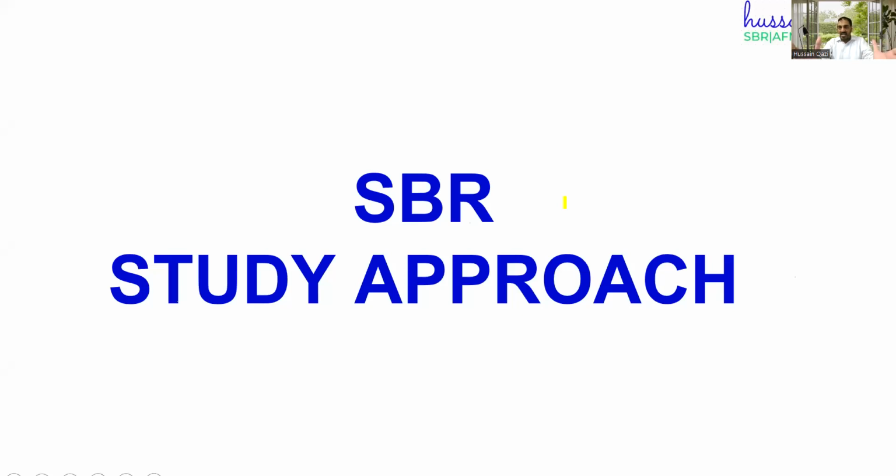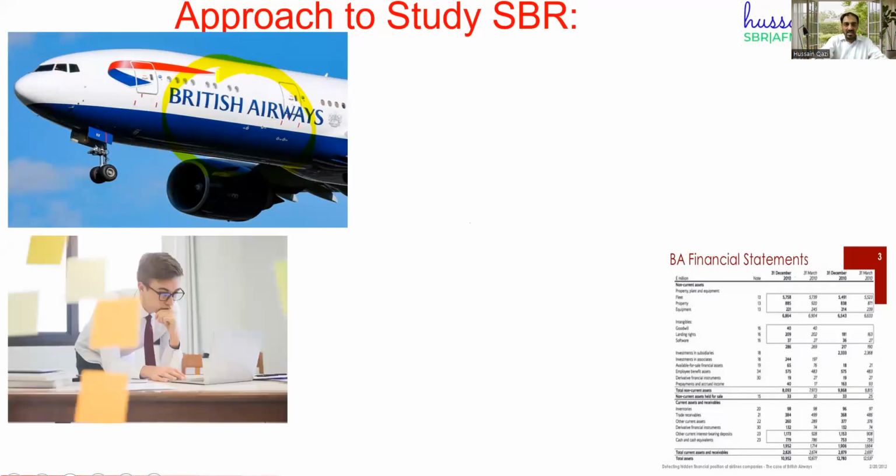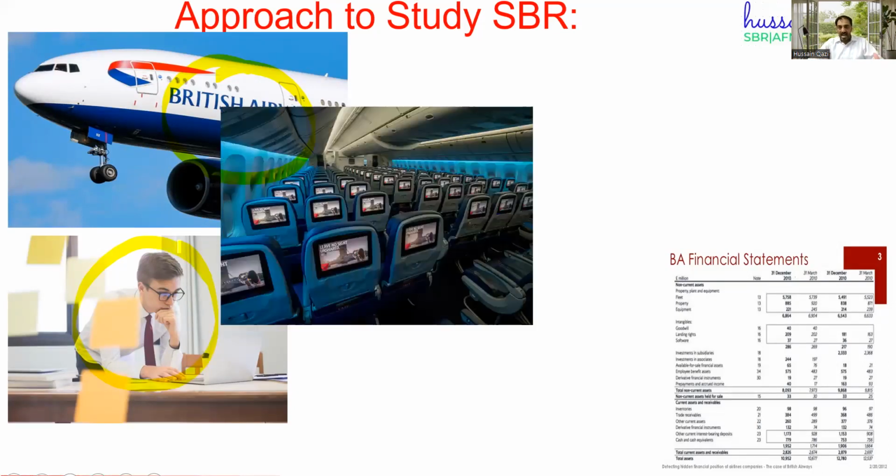Number two, the SBR study approach. First, we discussed the syllabus and the weightage. Now the approach. Let's take a basic example. For example, a case study about British Airways. An examiner asks you, as an accountant, about a transaction. For example, British Airways has made a transaction of renovation of all the interiors of their aircraft. They have renovated 100 aircraft. This transaction was made this year, and you have to report it.